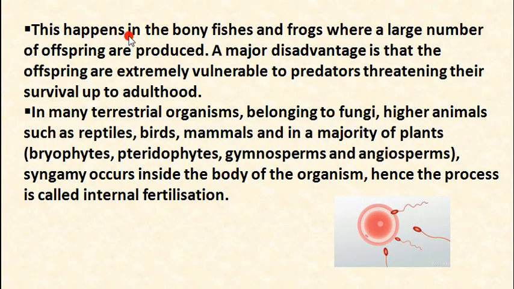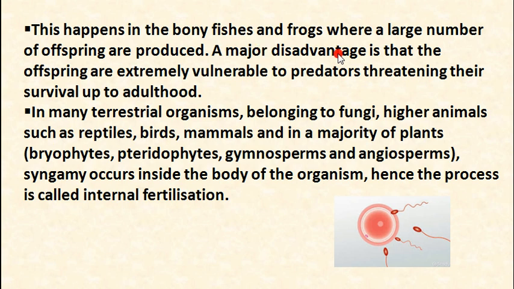Now this happens in bony fishes and frogs, where a large number of offspring are produced. So here new offspring, new progeny will be produced. A major disadvantage is that the offspring are extremely vulnerable to predators, threatening their survival up to the adulthood. Here the disadvantage is also there.